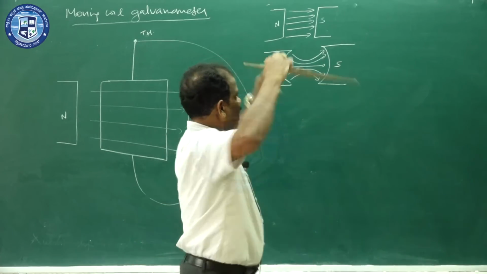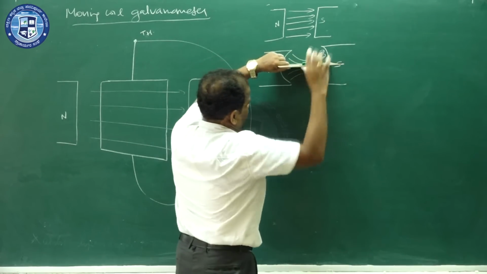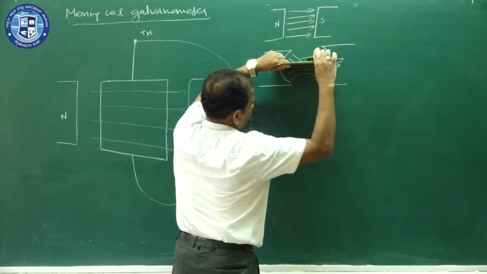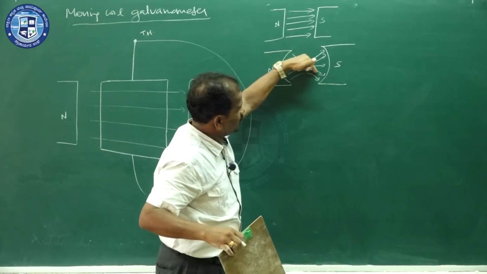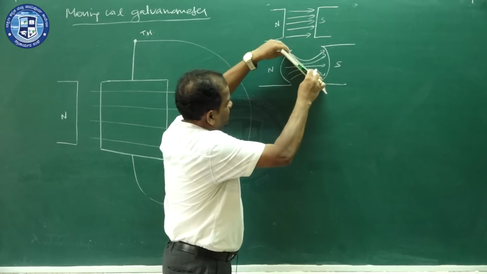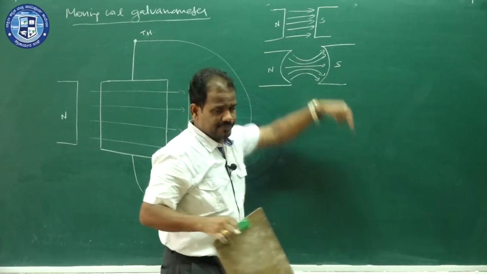When the coil is like this, we have field lines here straight. When the coil is like this, we have the field lines like this, somewhat. When the coil turns, these are the field lines.